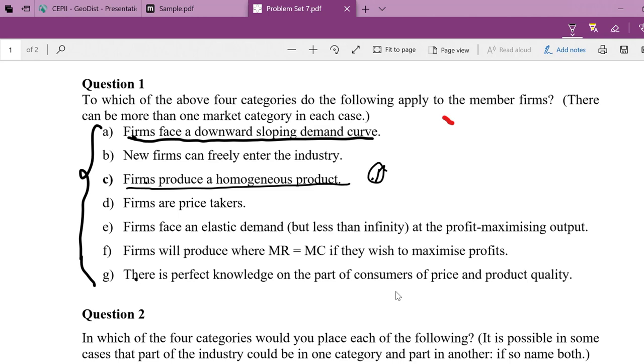Homogeneous means? Same. The same, yes. Very, very similar in other words. If not identical, it's the same. I mean, it's very similar. Perfect competition, exactly. And monopolistic competition, not necessarily.